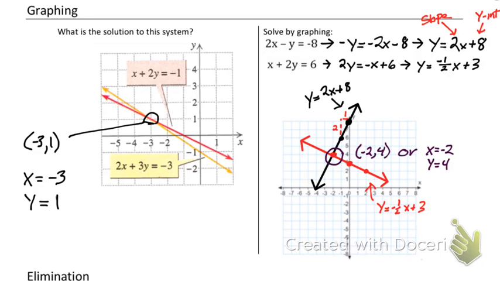In fact, what if I gave you this graph and they never intersected? Ergo, they were parallel. How many solutions do they have? No solutions. What if they are on top of each other? Infinite solutions, all solutions. So you should know, if I give you a graph, what I'm looking for is the answer.